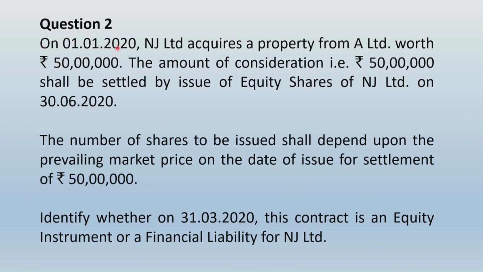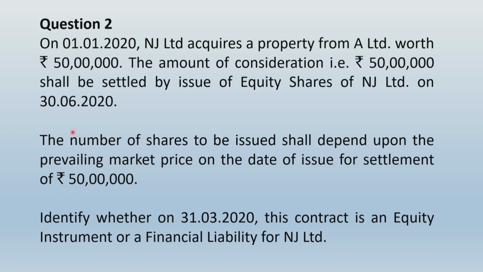On 1/1/2020, NJ Limited acquires a property from A Limited worth rupees 50 lakhs. The amount of consideration, that is rupees 50 lakhs, shall be settled by issue of equity shares of NJ Limited on 30th June 2020. The number of shares to be issued shall depend upon the prevailing market price on the date of issue for settlement of rupees 50 lakhs.